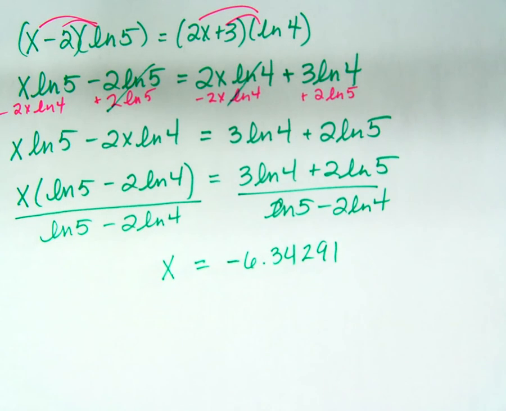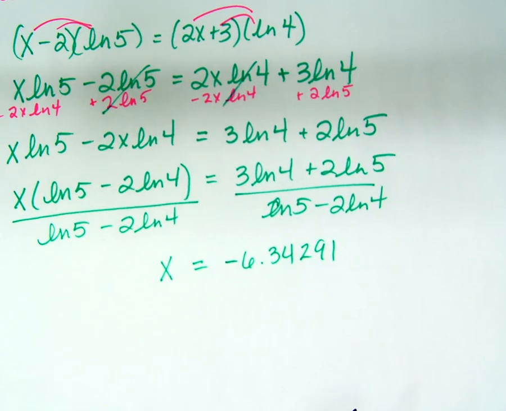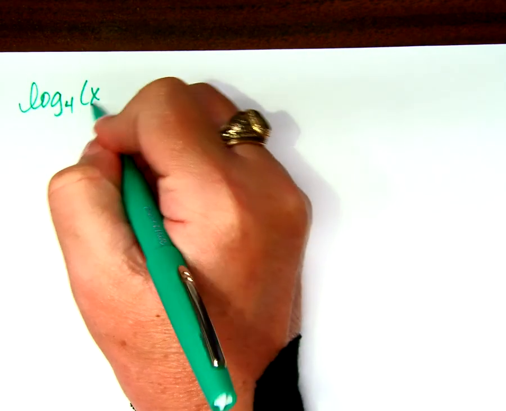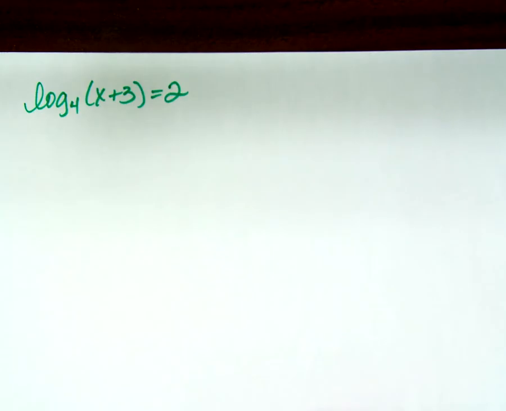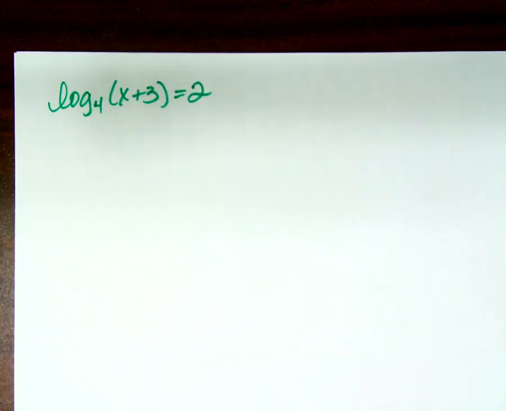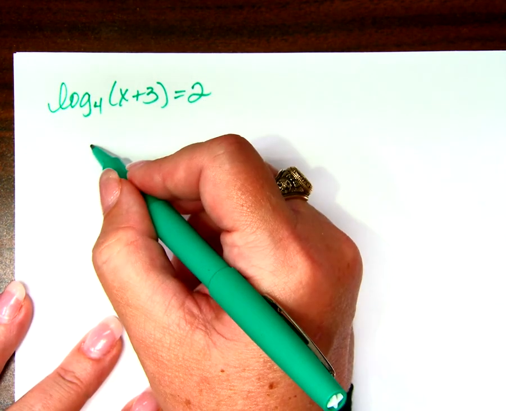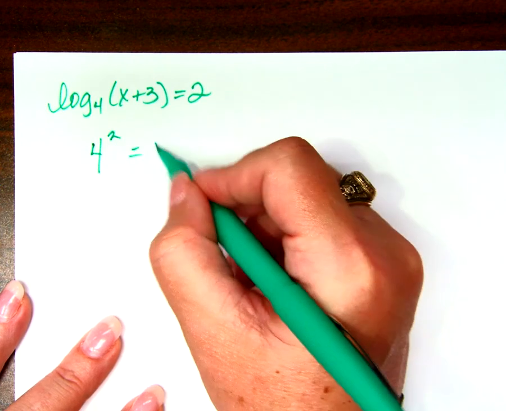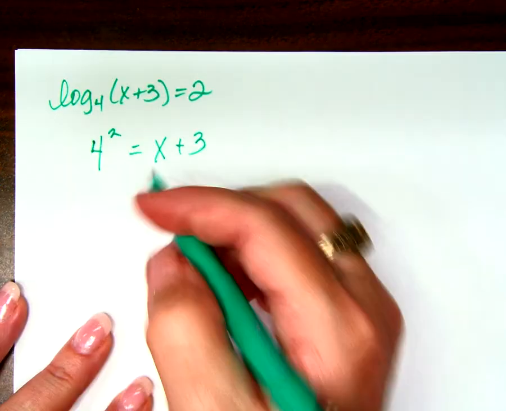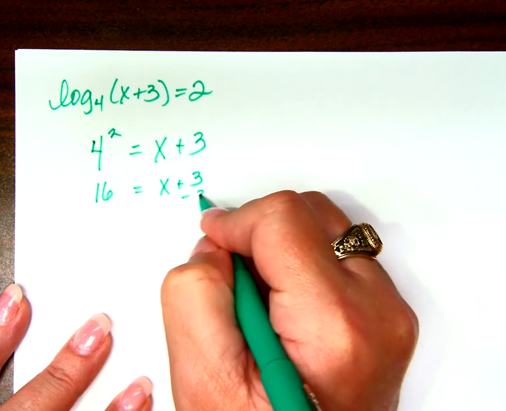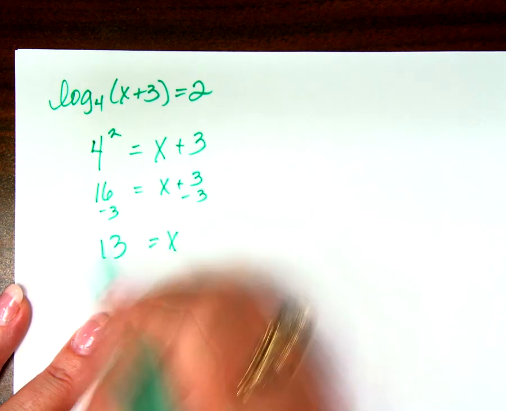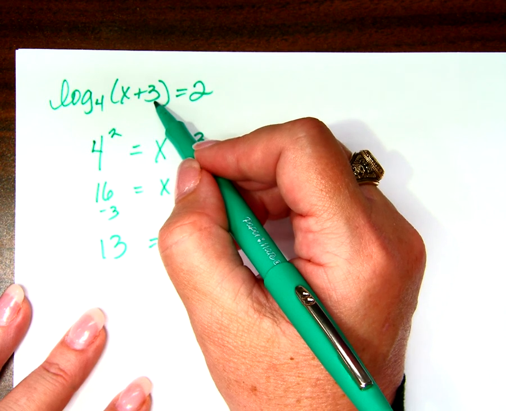So all the problems we've done so far have started in exponential form, right? What if they start in logarithmic form? What if they start log base 4 of x plus 3 equals 2? How are we going to solve that? How many ways are there? What's the one that you can think of? Exponential form. If it starts in logarithmic form, try putting it in exponential form. If we do that, we get 4 squared equals x plus 3. Surely we can do that problem, right? 16 equals x plus 3, subtract 3, x equals 13.